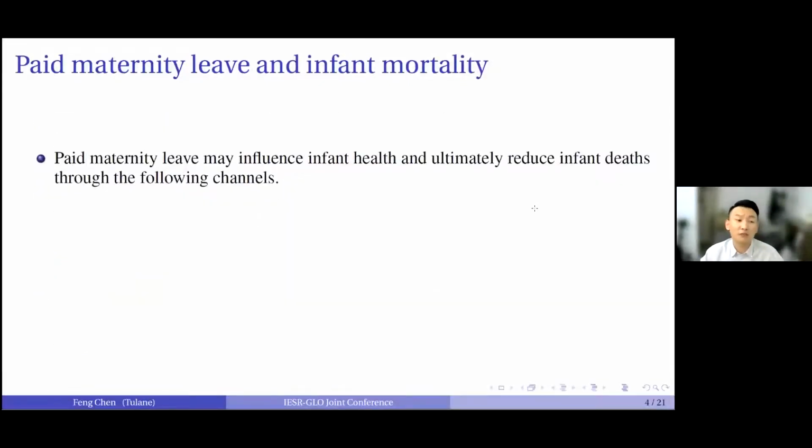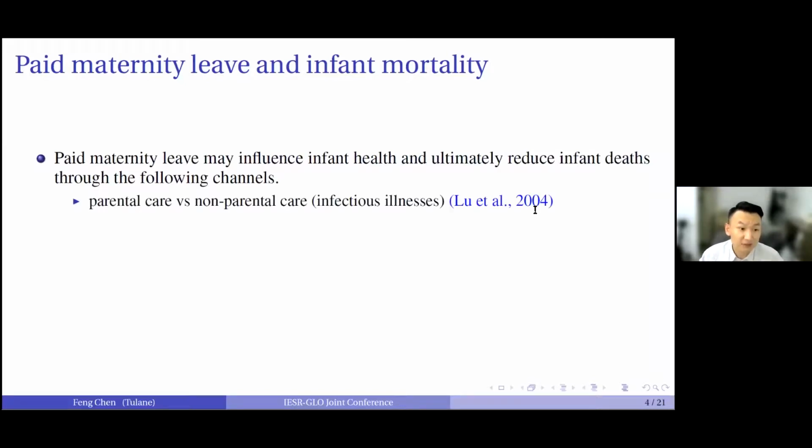So why may we expect that paid maternity leave reduces infant mortality? Paid maternity leave can increase parental care and reduce non-parental care. And the literature shows that non-parental care can increase infectious illness in children.